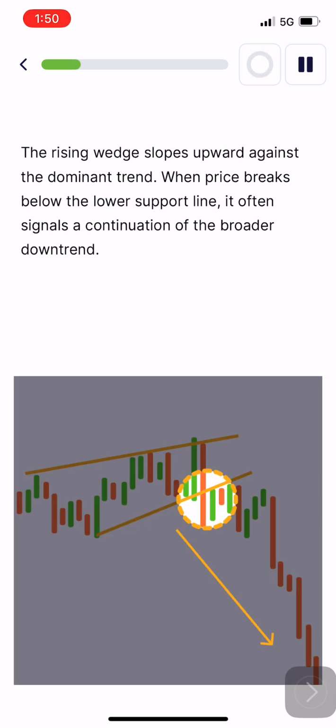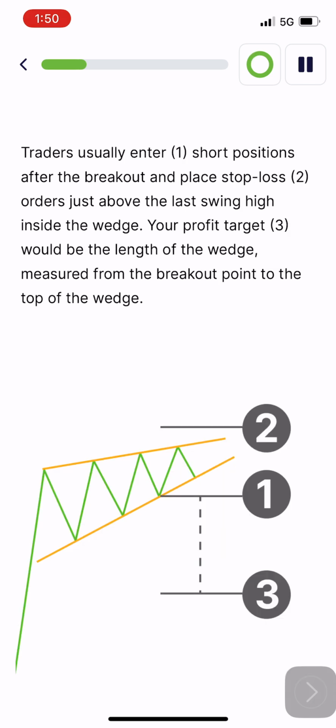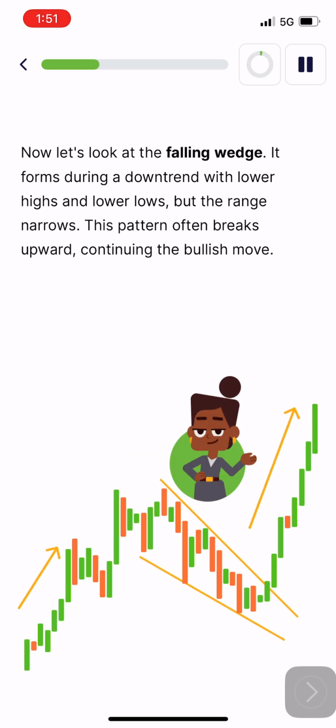The rising wedge slopes upward against the dominant trend. When price breaks below the lower support line, it often signals a continuation of the broader downtrend. Traders usually enter short positions after the breakout and place stop-loss orders just above the last swing high inside the wedge. Your profit target would be the length of the wedge, measured from the breakout point to the top of the wedge.